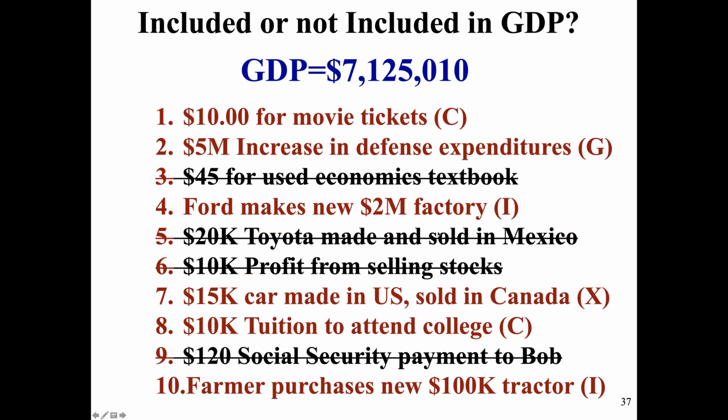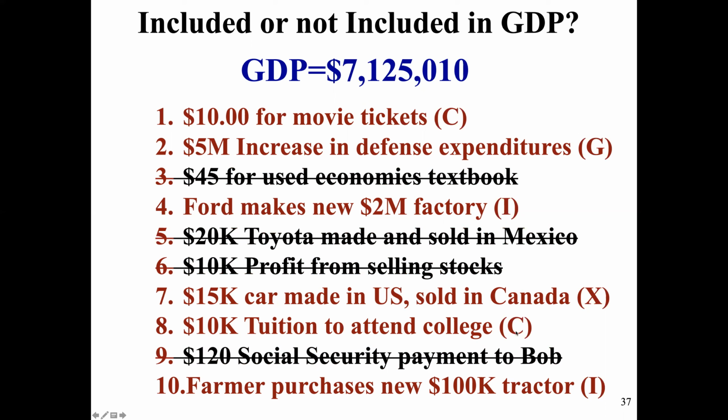Toyotas that are made and sold in Mexico have nothing to do with US GDP, so that doesn't count. Profit from selling stocks does not count because that's a non-production transaction, a financial transaction. A $15,000 car made in the US, sold in Canada is an export, so that goes towards US GDP.